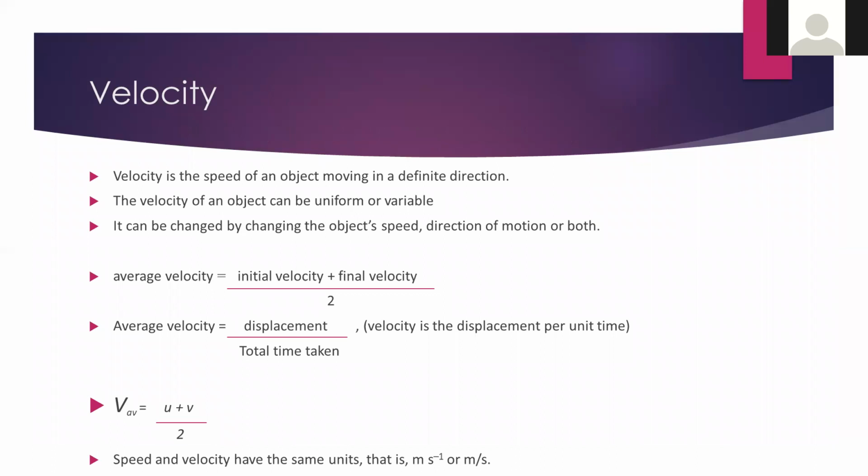Now velocity. Speed and velocity both are the same in the sense of magnitude. But if we are talking about direction, speed will not work in that case. We have to say velocity. The velocity is the speed of an object moving in a definite direction. Actually, velocity is a vector quantity. We take magnitude as well as direction into account in velocity. But if we are talking about speed, only magnitude we are talking about.